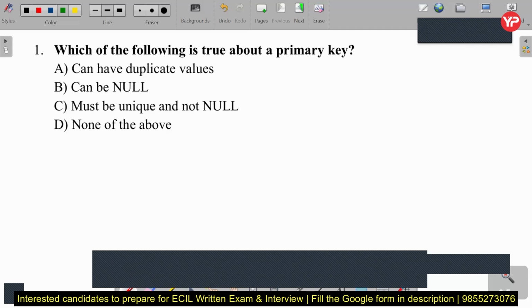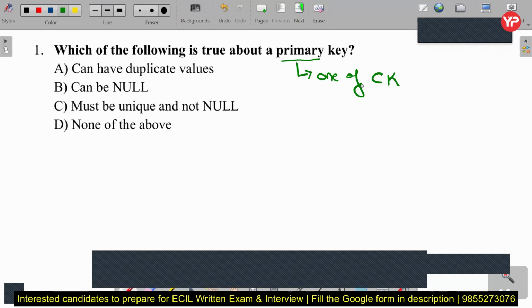So the first problem is, which of the following is true about a primary key? It's not talking about the candidate key. It's talking about the primary key. And we know what a primary key is: it is one of the candidate keys.